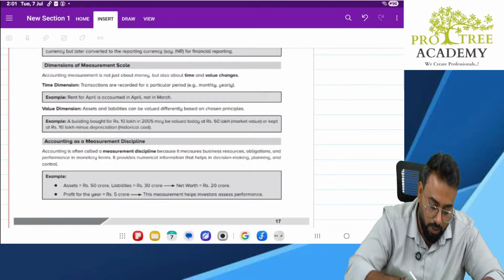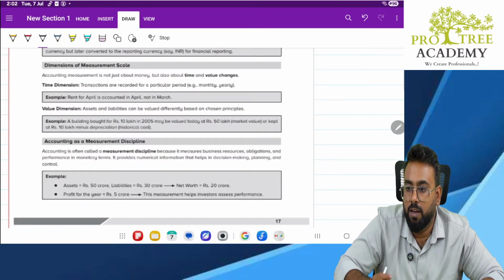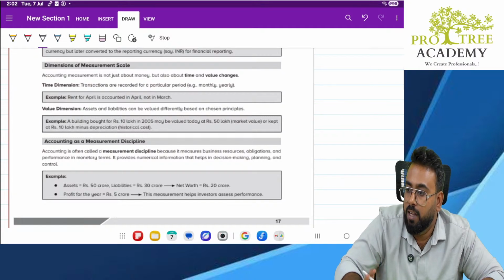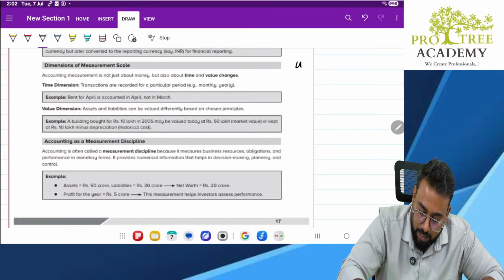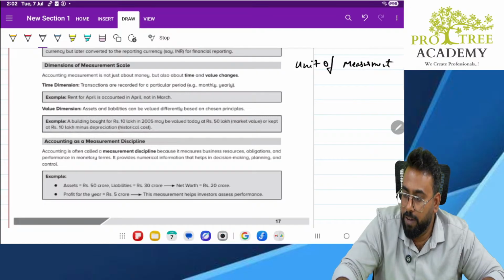Okay, let's continue. Today we are going to discuss the dimension of measurement scale. Understand, anything which needs to be valued or ascertained with proper figures needs a dimension as to how it has to be calculated. Say, for example, if you want to purchase something, you can only understand how much you need to pay if there is a unit attached to it, correct? We call it the unit of measurement. In mathematics it is famous, correct? Like centimeters, inches, feet, like that.